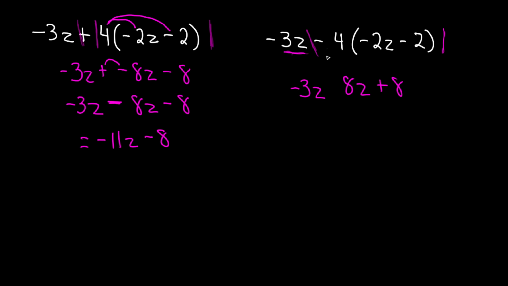And now remember we have a positive sign. This 8 is positive here because we had a negative times a negative. And we can combine like terms. Negative 3 plus 8 is going to give us 5z. And then we just have our plus 8 over here. And that's our answer.